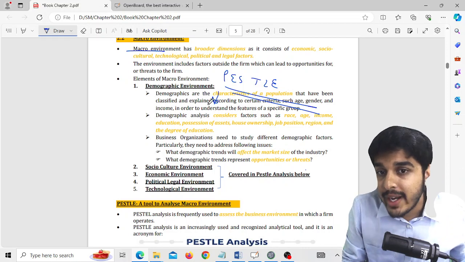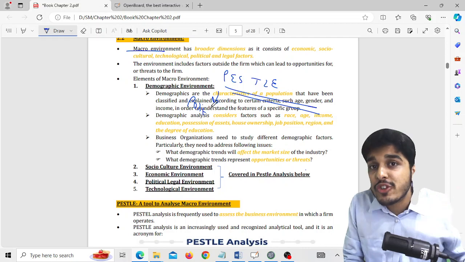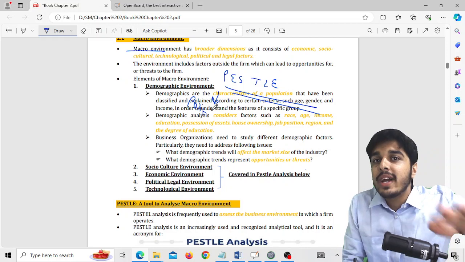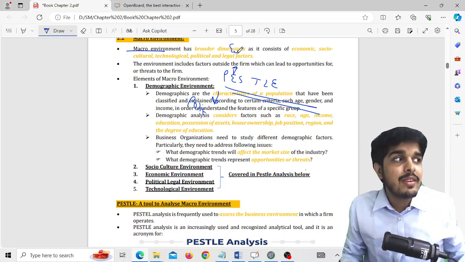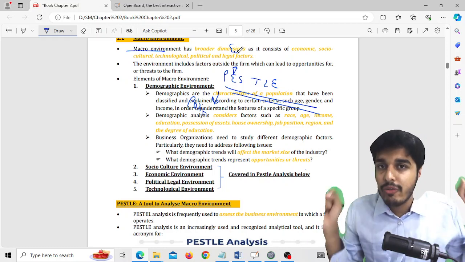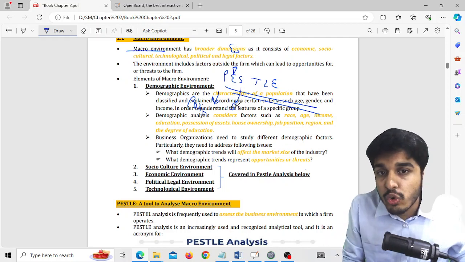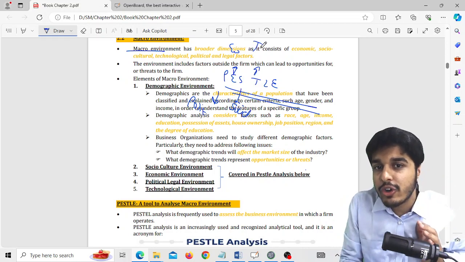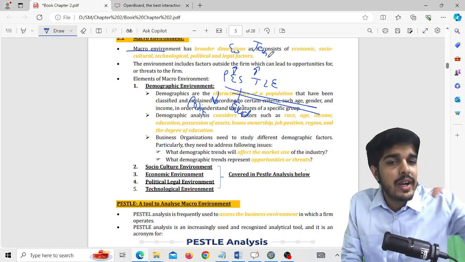P for political. It means I have to analyze the things in the political aspect, whether my strategy is going to be supported by the government or my policy the government is going to reject. E for economic. It means whether the country in which I am operating is economically sound or economically weak. As my country will grow, so I will also grow. S means social, whether society will accept my strategy or not. T for technological, whether my strategy is technologically sound or unsound.